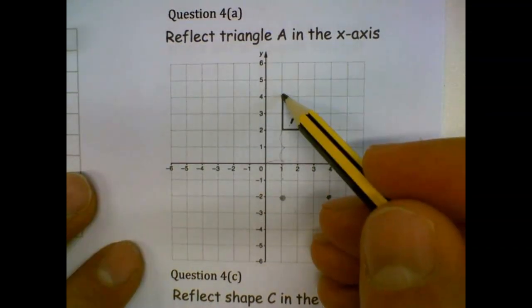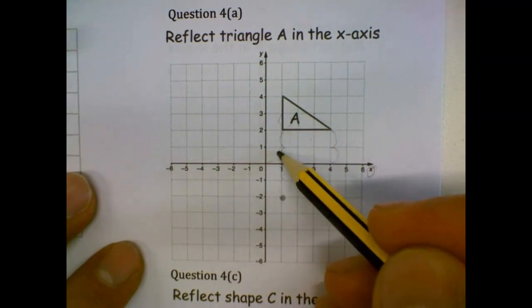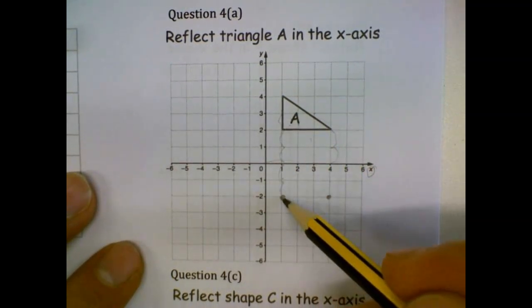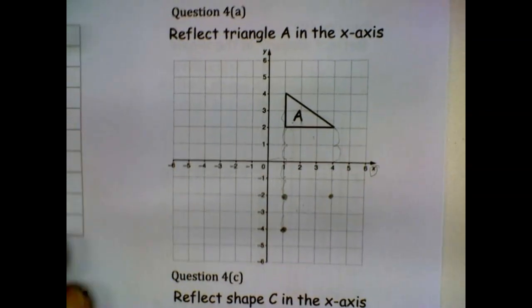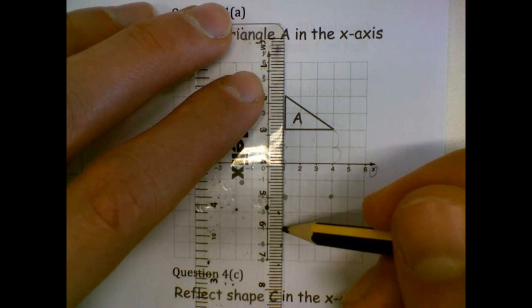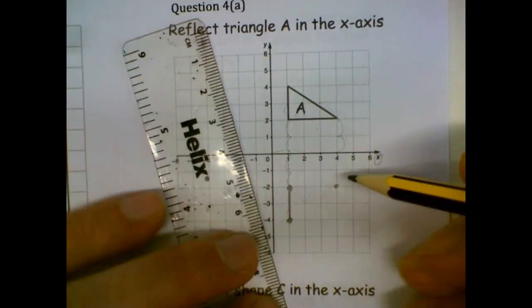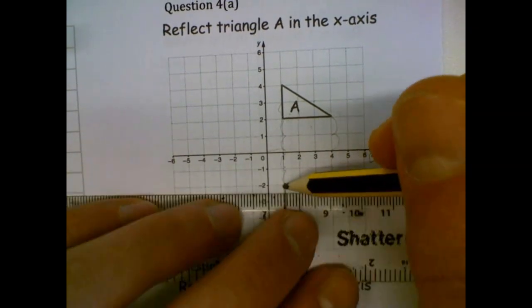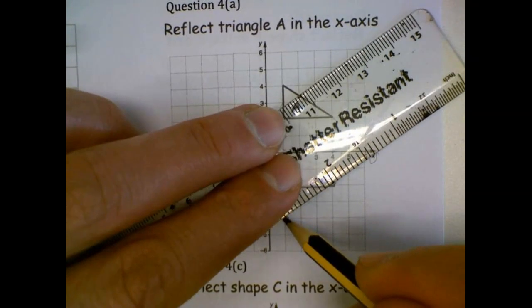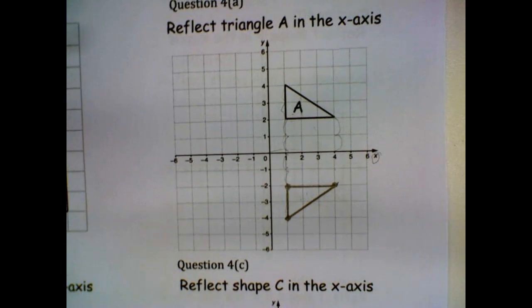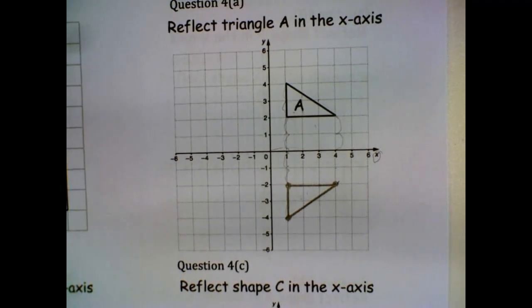And then the last one is this point here. That was 4 away, so 4 away. That's gone down the bottom there. And we can see we've got the triangle perfectly aligned there. That goes there, that goes there, and then we join them up. And we can see that the reflection is down the bottom there.